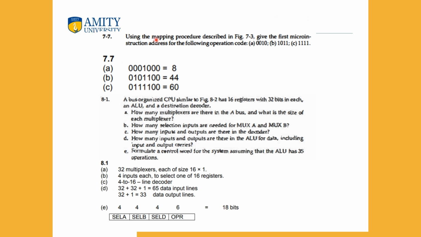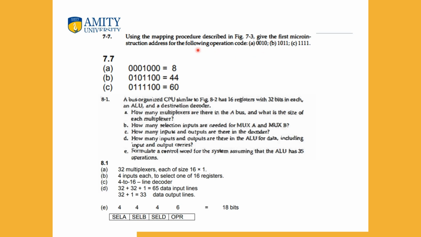In the following, we are supposed to use the mapping procedure to describe the first microinstruction address for the following OP codes: 0010, 1011 and 1111. For mapping the instruction, there is a basic format. You add a 0 to the left of the code, and you add 2 zeros to the right.